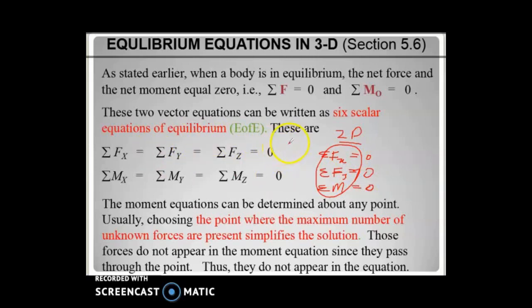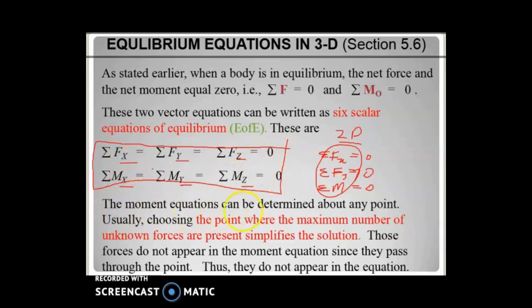But for 3D cases, we will have 6 equilibrium equations, which are the summation of forces in the x, y and z axes, and the summation of moments in the x, y and z axes, and all are equal to 0 because the system is in equilibrium.